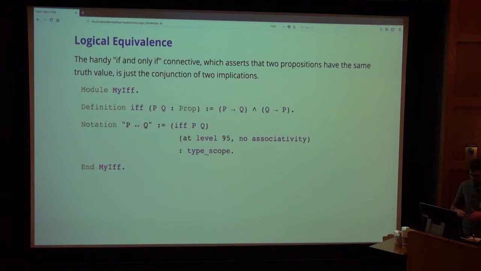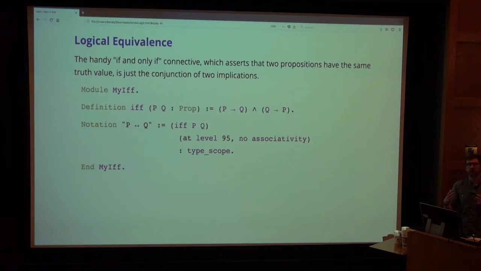And now, here's another connective that tends to be quite useful, if and only if, which we can define solely using operators that we already have in hand. So in particular, for two propositions P and Q, if and only if is defined as P implies Q and Q implies P, right? And we have the special if and only if double arrow notation, which uses this constant.